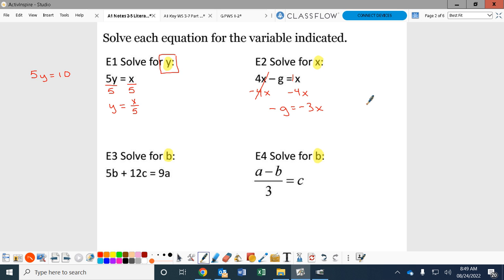Now, is the x completely by itself? No. What do we still have to do? Divide by negative 3. That's exactly right. That means the negative and the 3 cancel out. All we have left on this side is x, which is our goal, to get the x by itself. So we've done that. Now we just have to write this out. Guys, what's a negative divided by a negative? Positive, and it's just going to be g over 3. That's it.